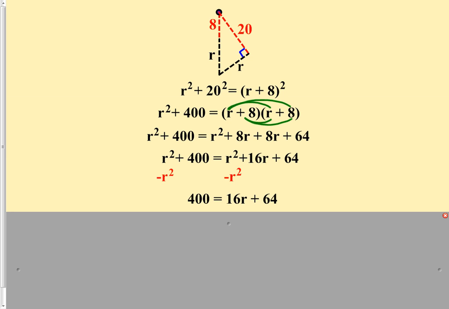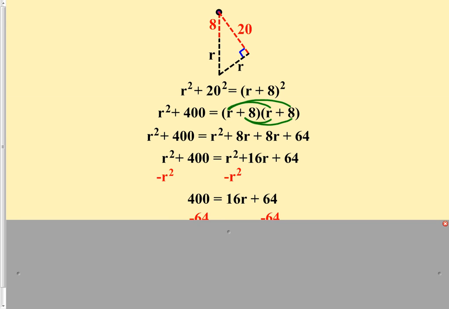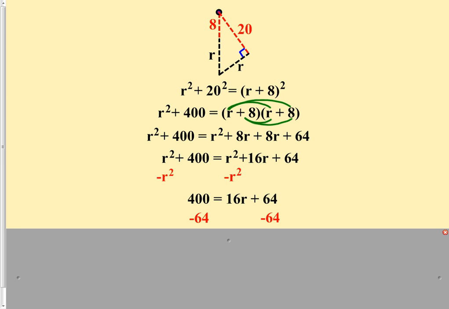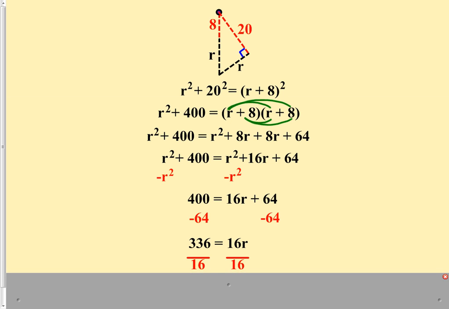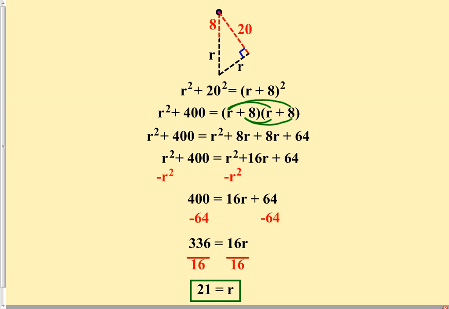Okay, our r's are over on the right. So the plus 64 does not need to be over there with them, so we would move the plus 64 by subtracting it. Of course, whatever we do to one side, we must do to the other. That would leave 336 on the right side, or the left side, pardon me. And on the right, we have 16 r's, but we do not want 16 of them. We just want one. So we would divide both sides by 16, and the radius of your tank is 21.